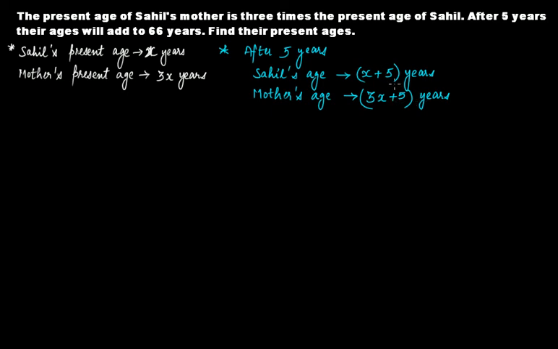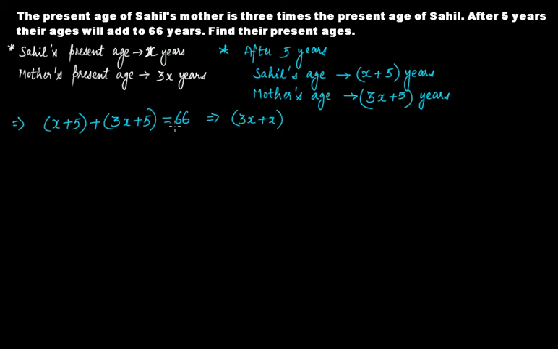If you add these two, this should be equal to 66 years because this is given here. So adding these two ages, that is x plus 5 plus 3x plus 5 is equal to 66, right? Now if you solve it, this is x, this is 3x, so these are actually like terms, right? 3x and x. So if you add like terms, you get 3x plus x.